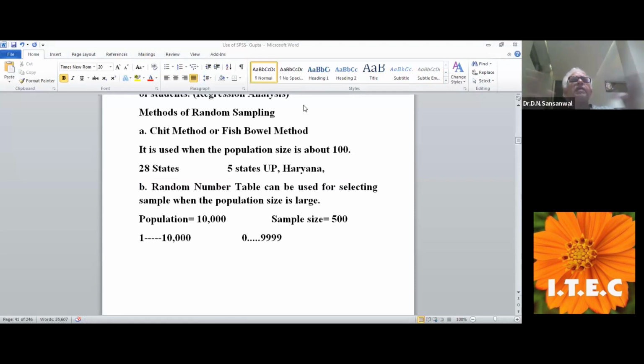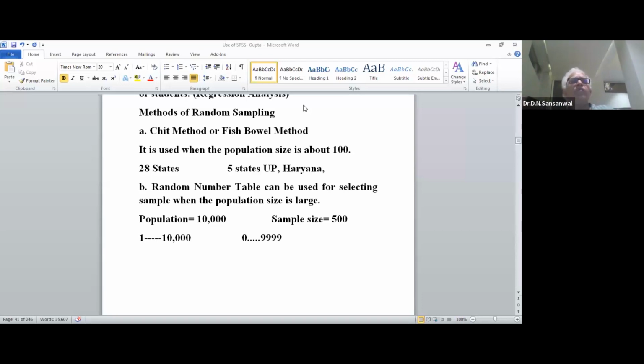It is a very big number. Go to Google and type random number table and see the table yourself. Those people who are interested should go to Google and type random number table. It will immediately give you the random number table and you can see it yourself. It's a very, very big table.